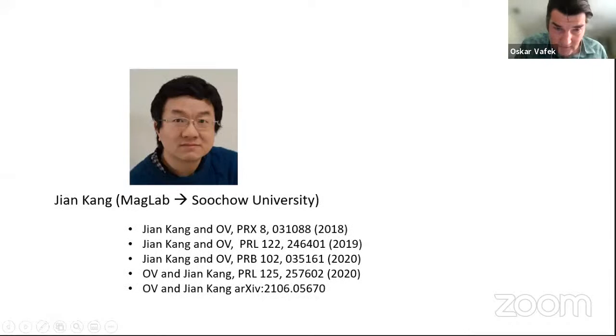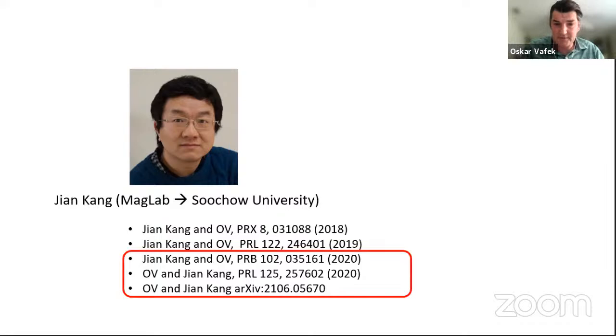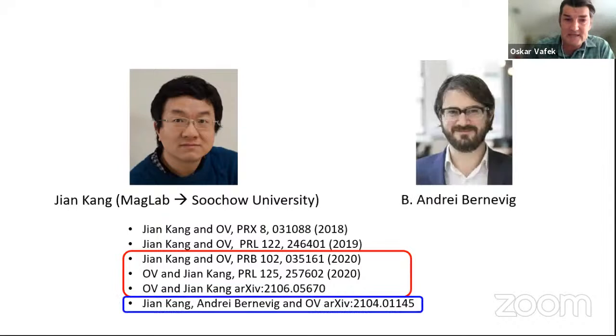I've been very fortunate to collaborate with Jian Kang, who was a postdoc at the MagLab. He's now on the faculty at Suzhou University in China. These are the papers that we co-authored, based on which this set of lectures is built. And in this last paper on cascades, we were very fortunate to also collaborate with Andrei Bernevig.